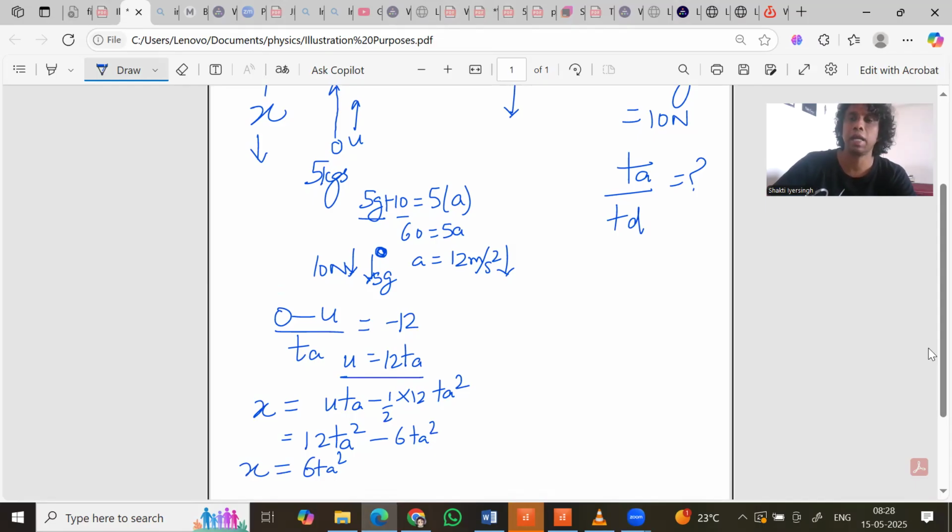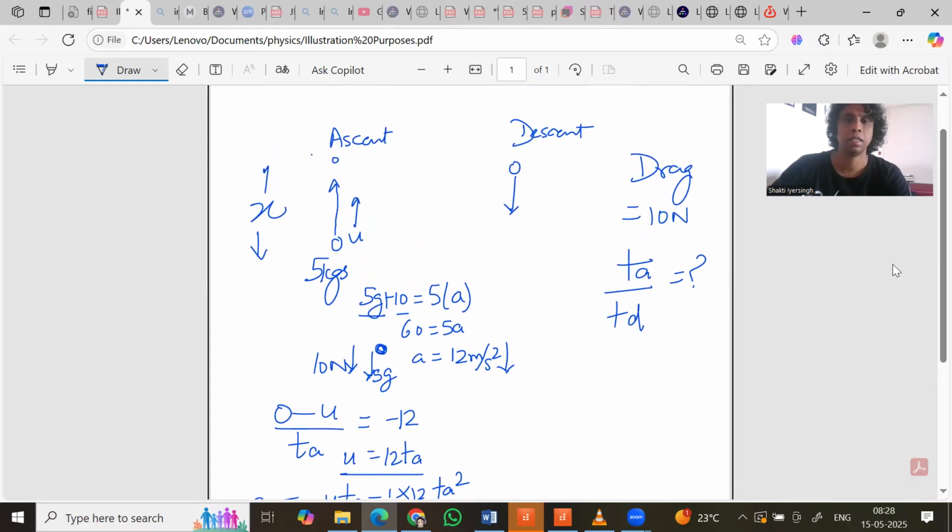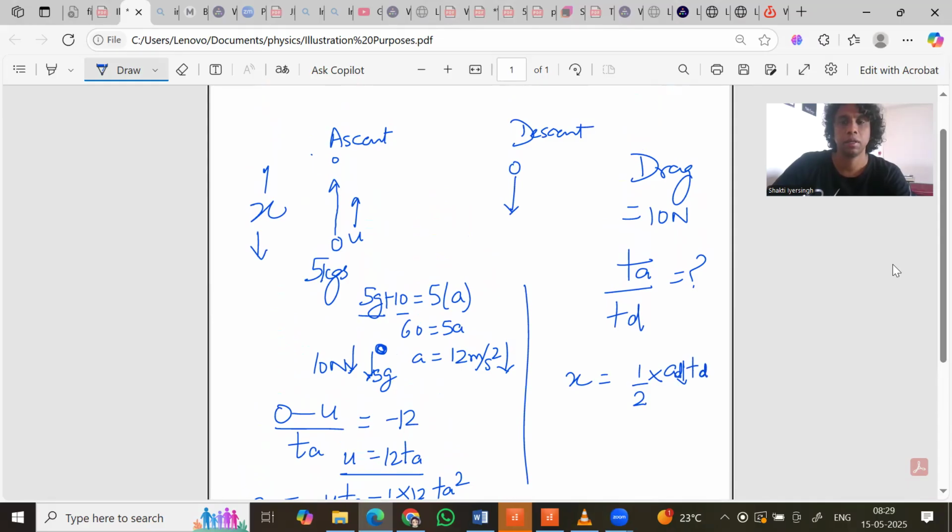Now we'll analyze the descent part and get an expression for distance or displacement in terms of td. Let's see what happens here. So during the descent, the equation of motion is going to be x equals half times acceleration of descent times td square. Now, what is the acceleration during the descent?